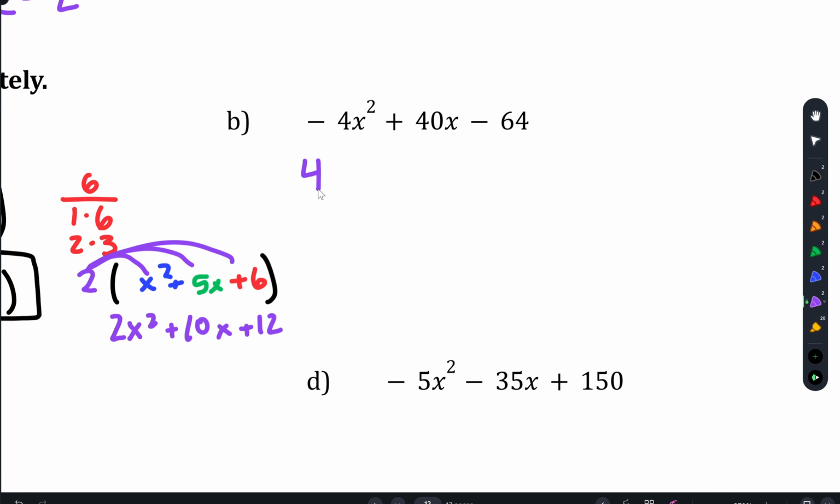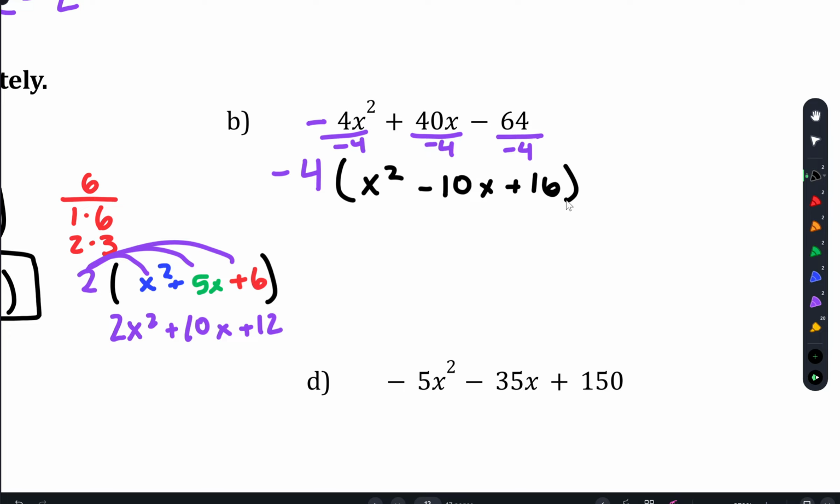What else do we need, though? Negative 4. Remember, your GCF should always match the sign in the front. So if that's a 4, it's got to be a negative 4 in the front. We're going to divide out negative 4 out of all of these pieces. So what's left over is an x squared minus 10x plus 16.